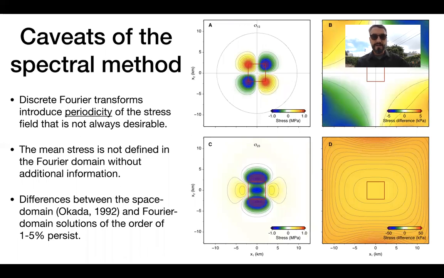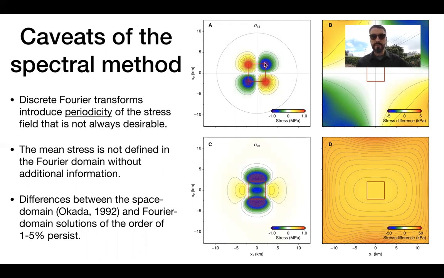So there are some caveats of using the spectral method. First, the discrete Fourier transform introduces periodicity of the stress field that is not always desirable. And second, the mean stress is not defined in the Fourier domain without additional information. So we can evaluate the differences that these characteristics introduce by comparing the space domain and the Fourier domain solutions.